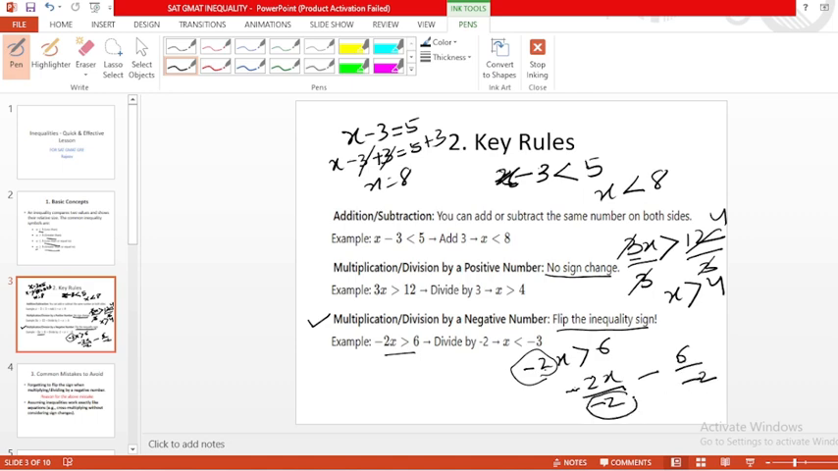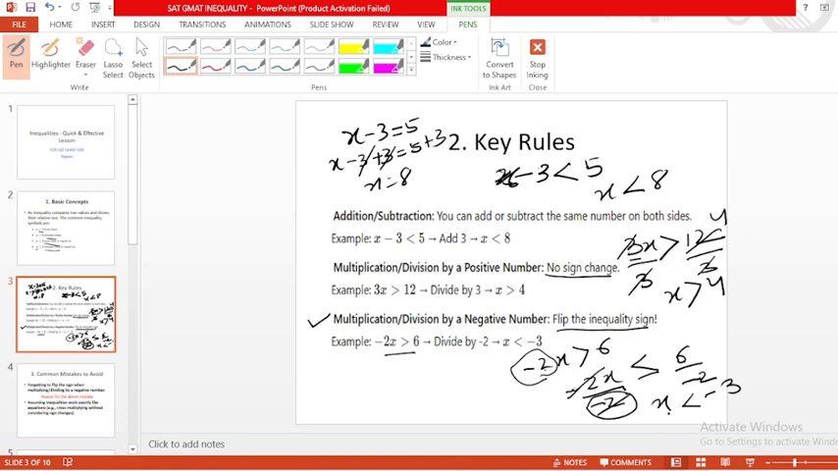Since we are dividing by a negative number, what was the original sign? This side was greater. Flip it to make it like this. Now this side will become smaller. So what will happen eventually? You will get rid of this minus 2 and get simply an x. Since minus is in the denominator, it will go to the numerator. You will get minus 3.